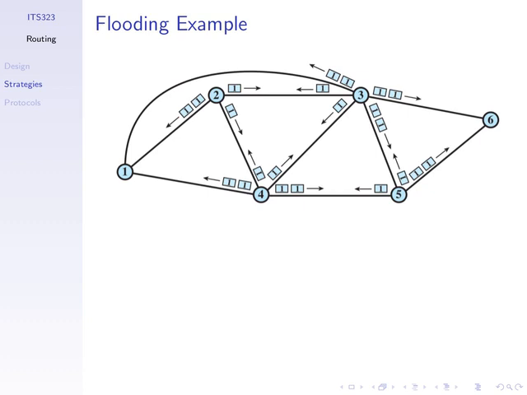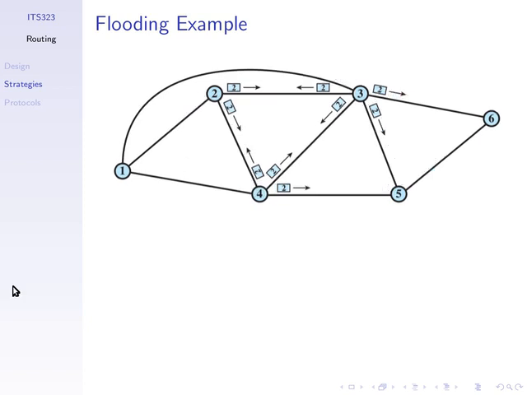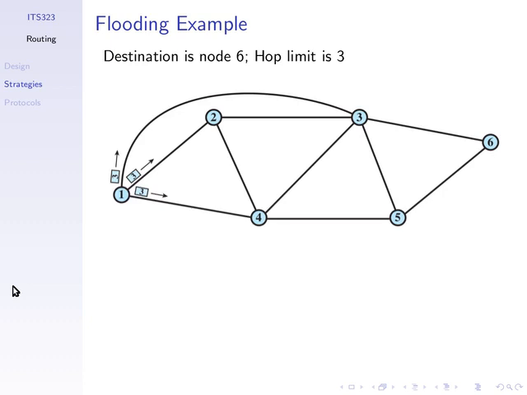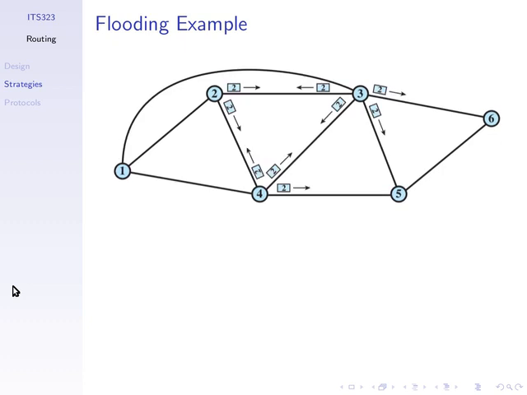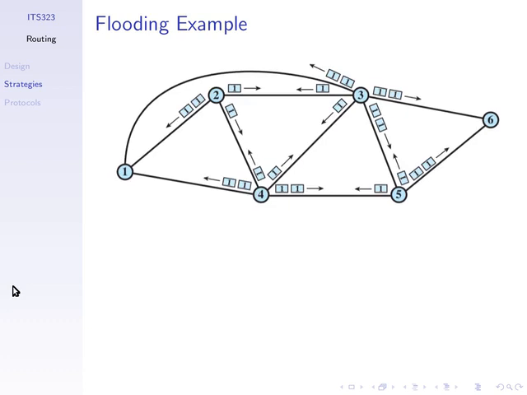The problem is that it's very inefficient. To deliver one packet from node 1 to node 6, we've had to transmit 3 plus another, what's this, 9, that's 12 transmissions, plus another, count all these, 30 plus transmissions to get one packet from node 1 to node 6.